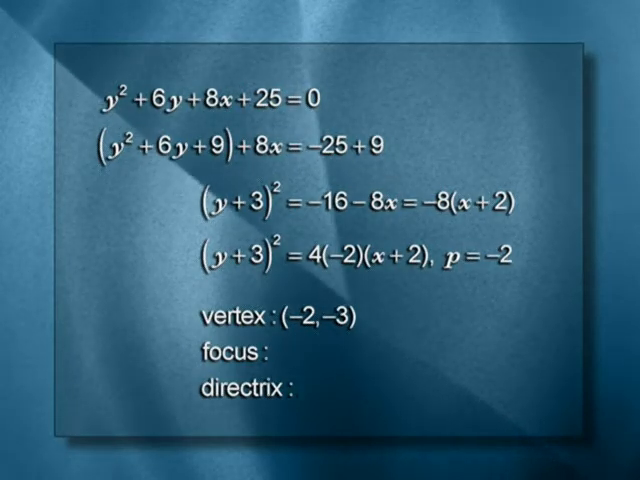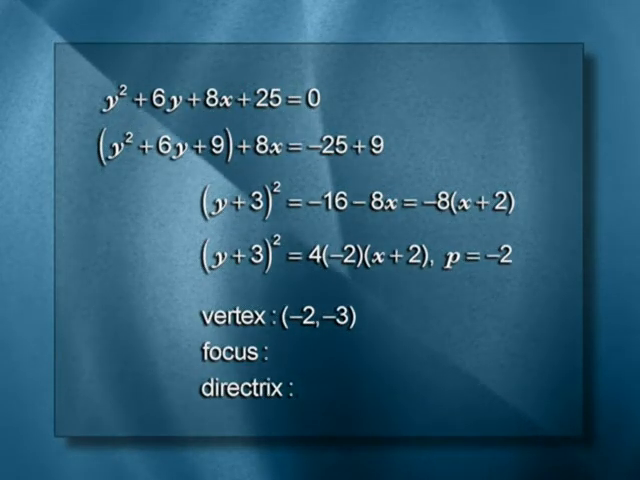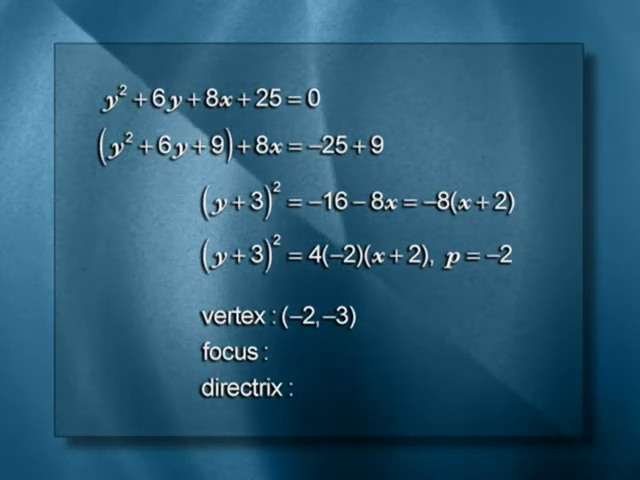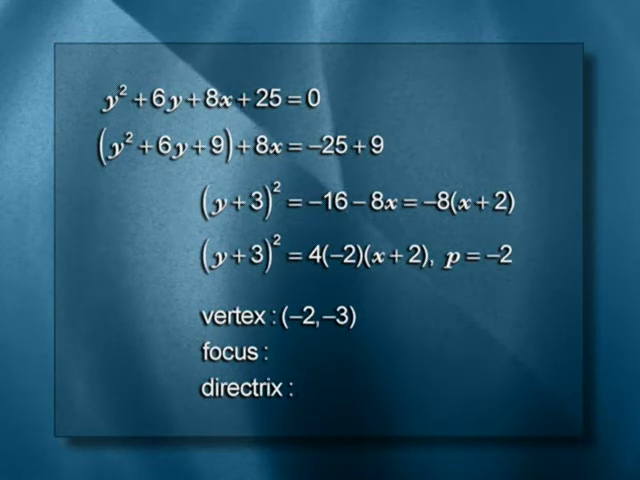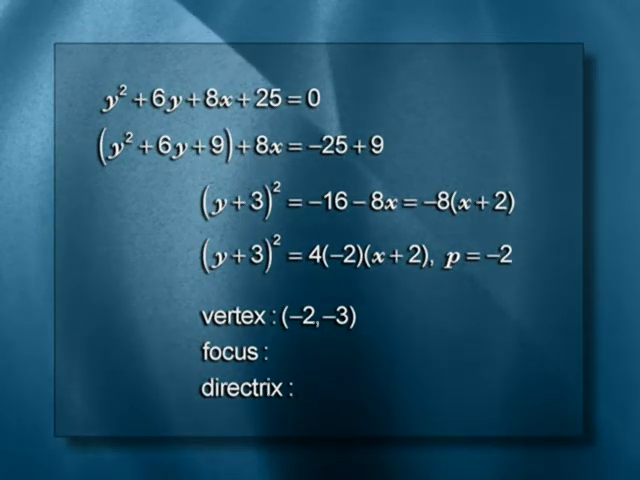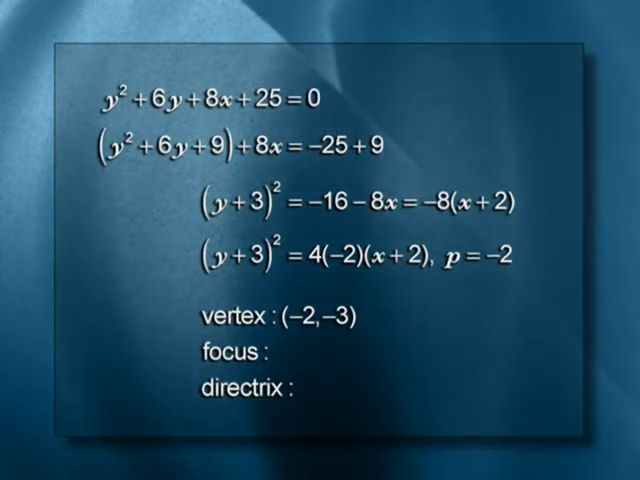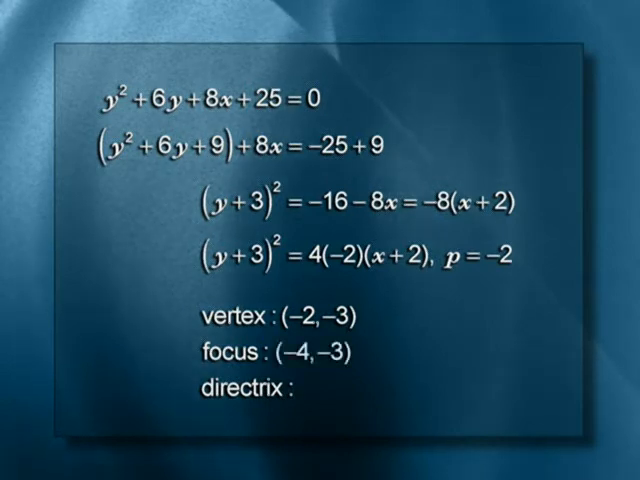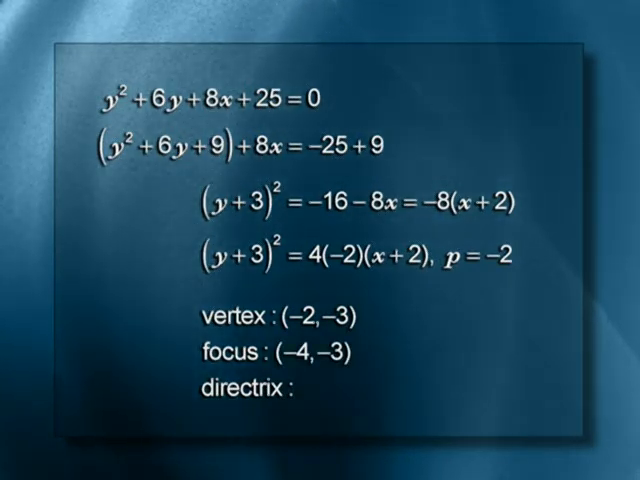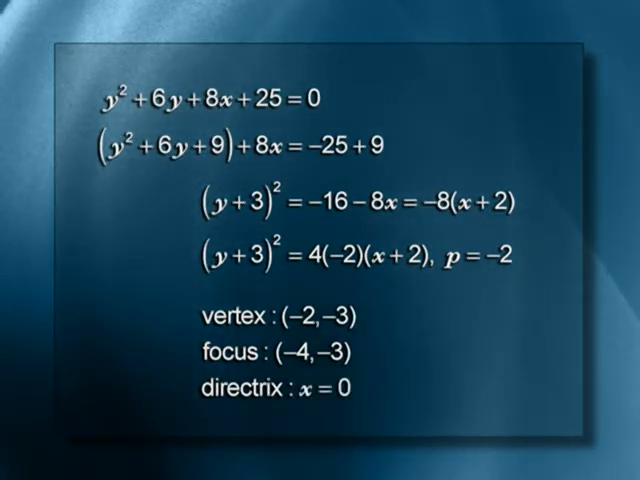Well, what about the focus? Think about this a moment. If the vertex is at minus 2, minus 3, then where will the focus be? Well, p is negative. So we'll go to the left 2 more units, won't we? We'll go from minus 2 to minus 4. So the focus is at minus 4 comma minus 3. And what about the directrix? Well, it'll go 2 units the other way. So its equation is x equals 0.